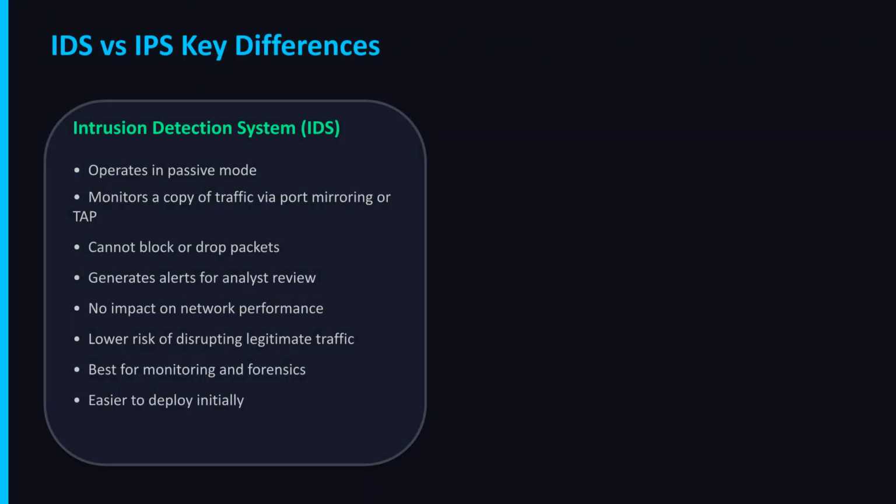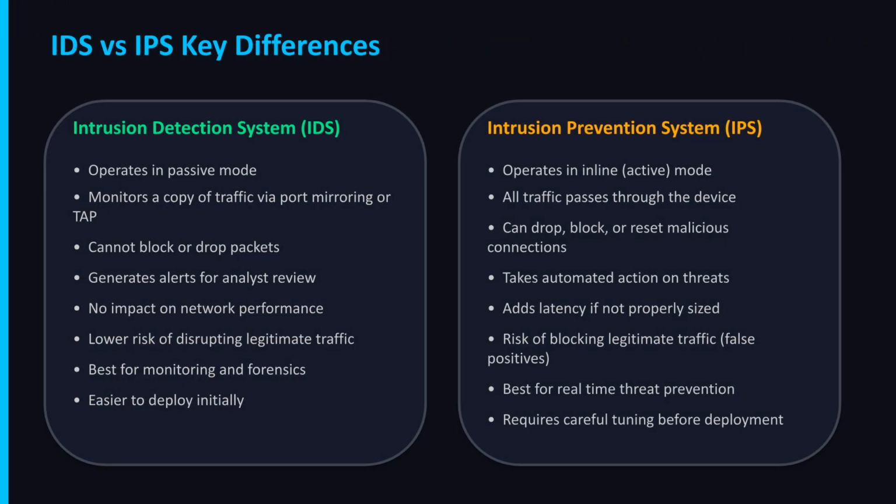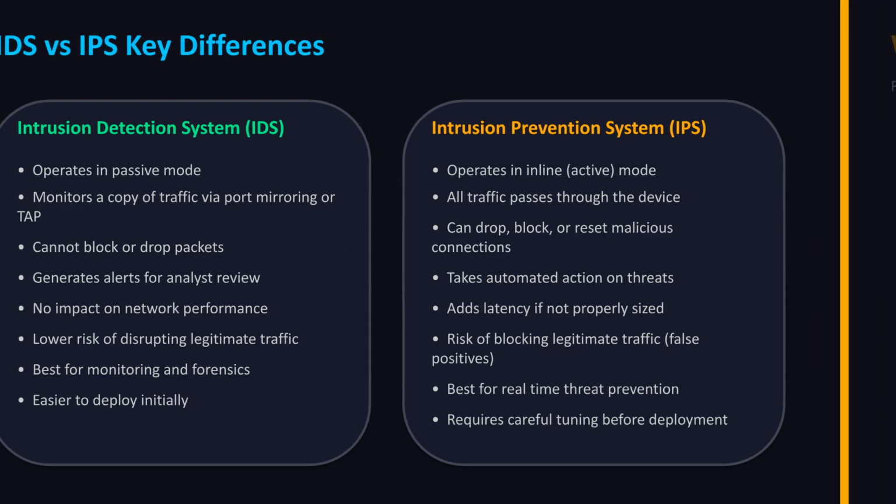While IDS operates passively and is easier to deploy with no impact on network performance, IPS works inline to provide immediate threat prevention. This requires careful tuning to ensure legitimate traffic isn't accidentally blocked.